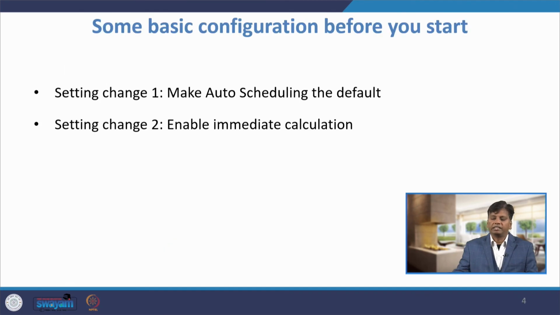Some basic configuration before you start MS Project, what do you have to do? First you have to make auto scheduling the default. In MS Project there are two ways to schedule: one is manual scheduling, another one is auto scheduling. When you do auto scheduling, it automatically calculates the completion time of each activity in the project. The second one is we have to enable immediate calculation. When you go to File, Options, there are so many settings there. There you have to check this, you have to enable this option.